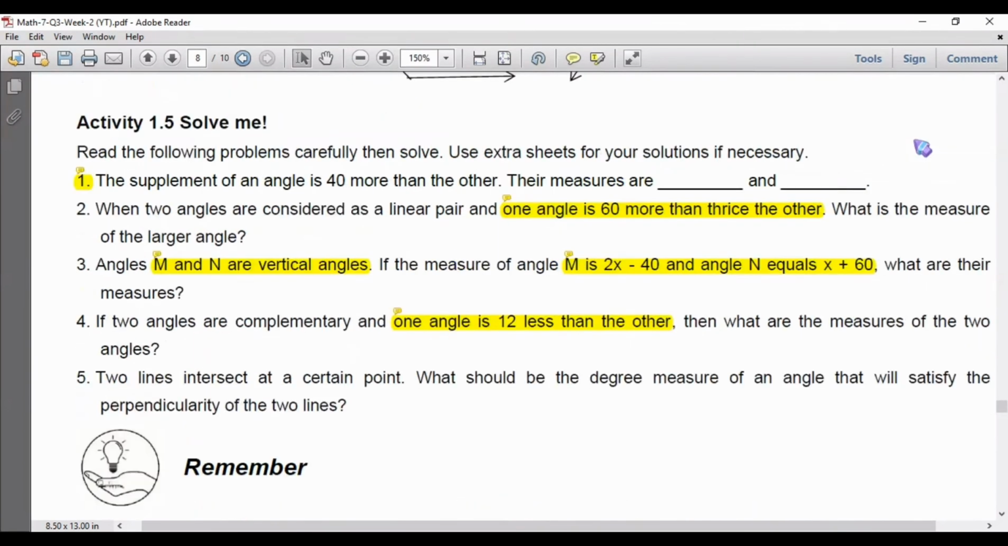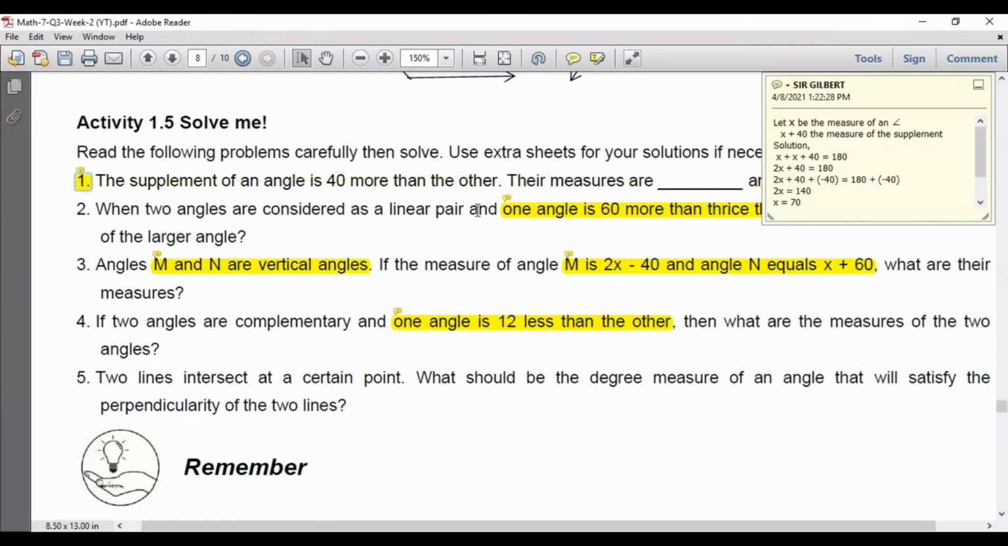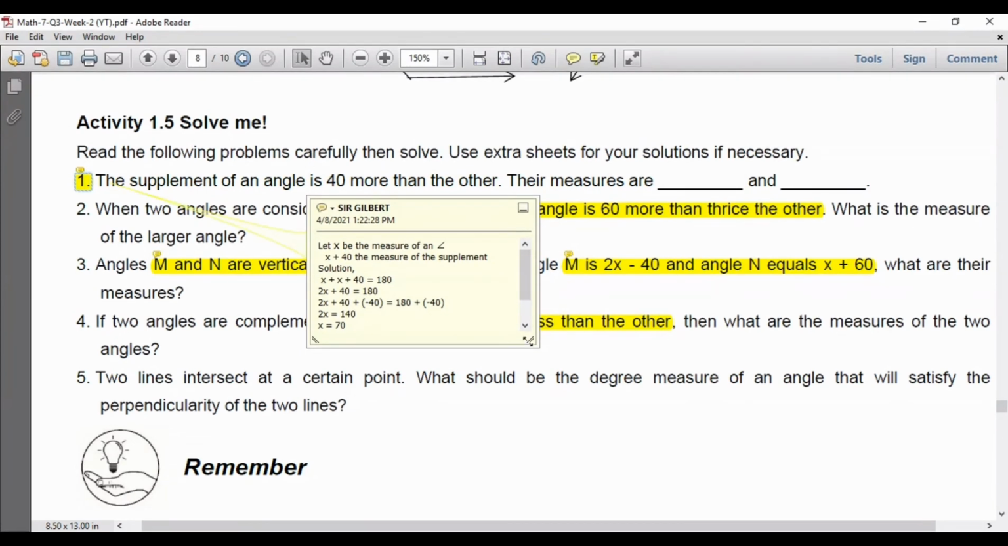Okay? So, this time, let's have your word problem. Read the following problems carefully, then use the extra sheets for your solutions if necessary. The supplement of an angle is 40 more than the other. Their measures are, okay, so, siya. Okay? So, ayan.